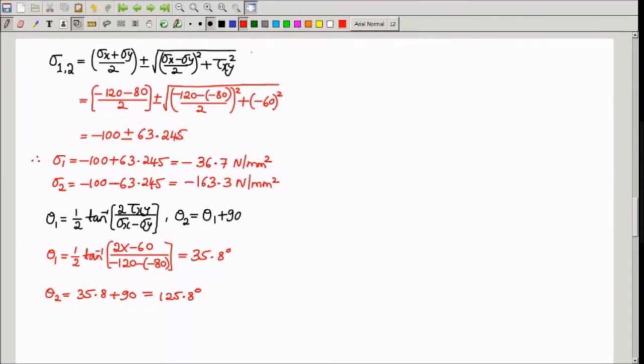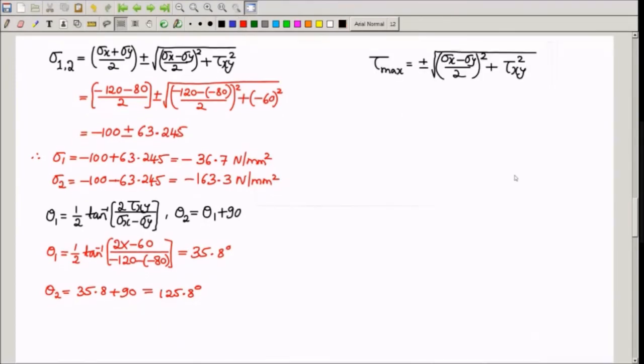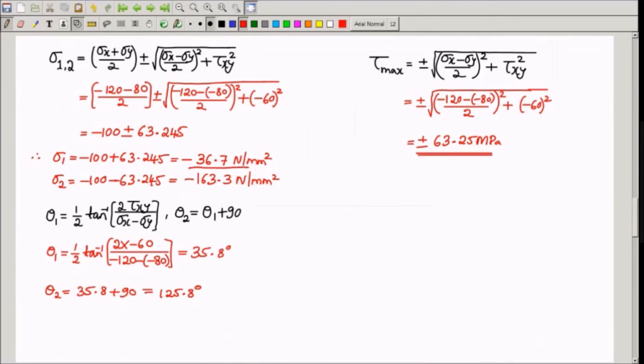Now we have to find out the maximum shear stress and substitute the values. This is plus or minus square root of minus 120 minus of minus 80 divided by 2 whole square plus minus 60 whole square. Calculate this. You will get it as plus or minus 63.25 Newton per mm square or megapascal. That is the maximum shear stress.